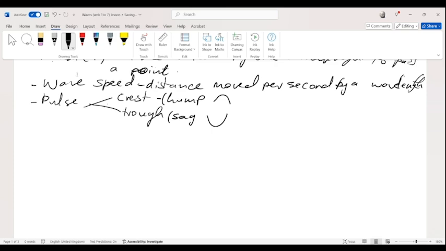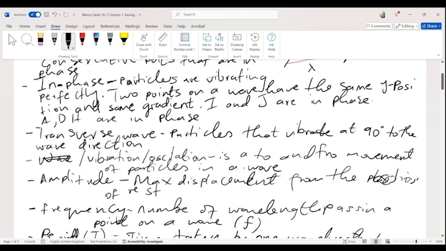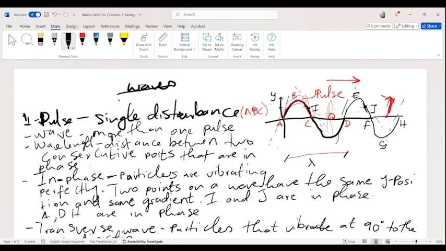So on a wave, where is the crest of the wave? This is the crest. This is the crest of the wave. This is the crest. This is the trough. The trough. Okay.